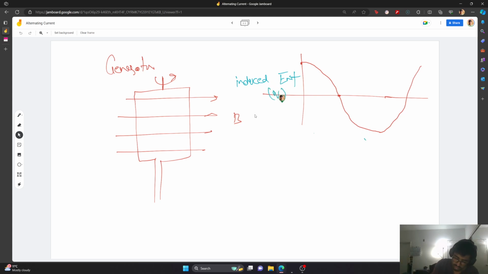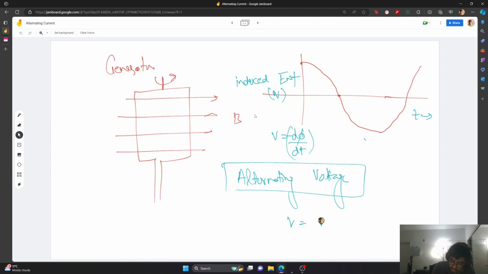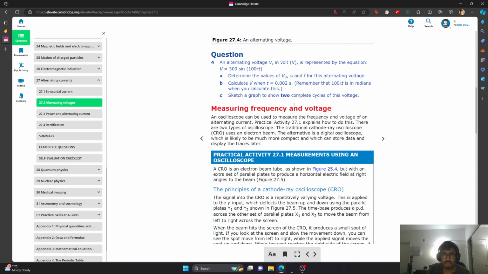The induced EMF V was equal to minus d phi by dt, from the previous chapter, and this is also changing with time. So what we can see is you also have an alternating voltage, not just alternating current, right? So V can also be written as V naught sine omega t. This is V naught, and that's varying as sine omega t, right? So that's the key idea. In a generator-like setup, we also observe alternating voltage, so both current and voltage can oscillate. So that's another idea.